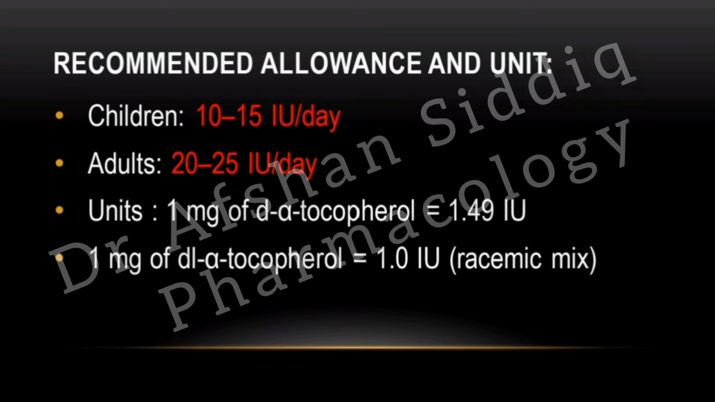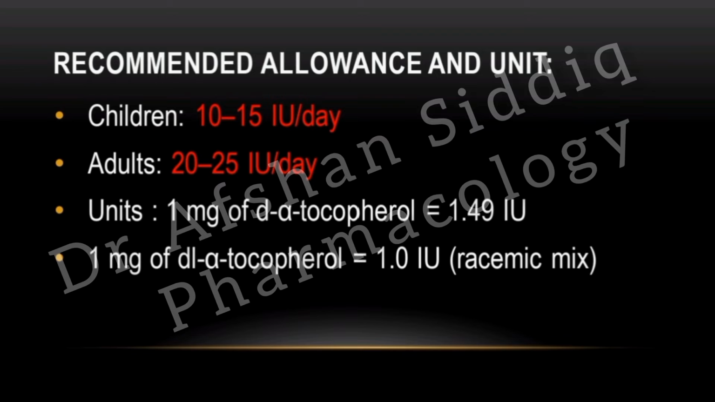It is important to know the conversion of milligram into international unit in the case of vitamin E, because 1 milligram of D-alpha tocopherol is equal to 1.49 international units, while 1 milligram of DL-alpha tocopherol, what does DL mean? D stands for dextrorotatory and L stands for levorotatory. So when a racemic mixture contains both arrangements, 1 milligram of DL-alpha tocopherol is equal to 1 international unit of racemic mixture of vitamin E.